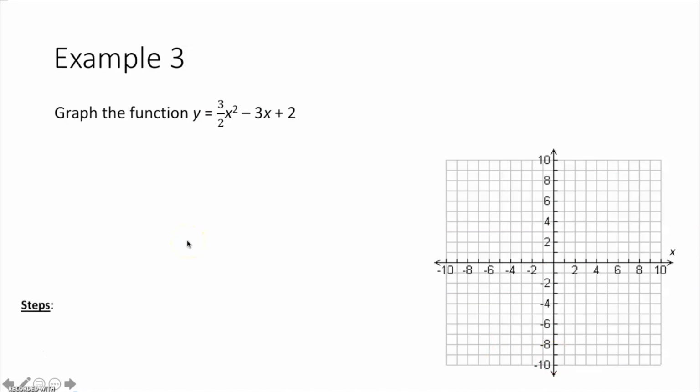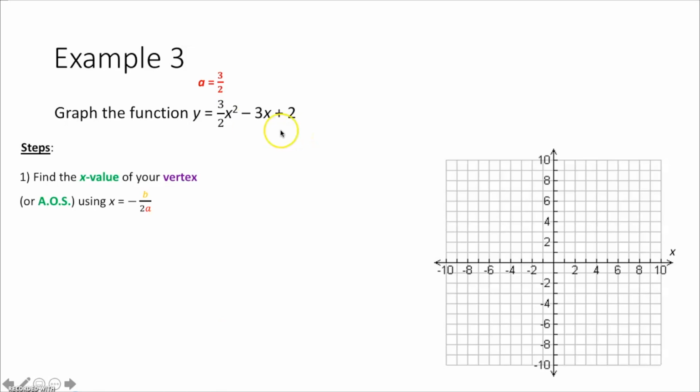Example 3, doing the same thing. So here, step 1, find the x value of the vertex or axis of symmetry using x equals negative b over 2a. Here we have an a, a b, and a c. A equals 3 halves, b equals negative 3, and c equals 2. So we're going to take those and plug them into our axis of symmetry formula. So negative 3 goes in for b, and 3/2 goes in for a.